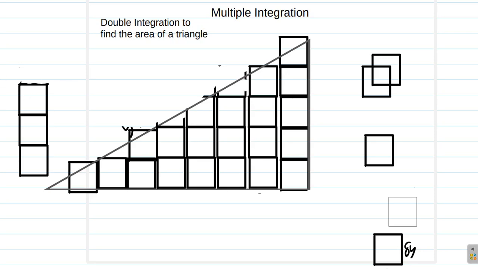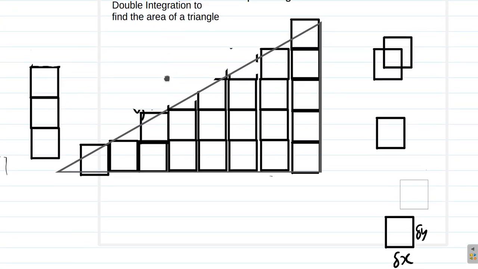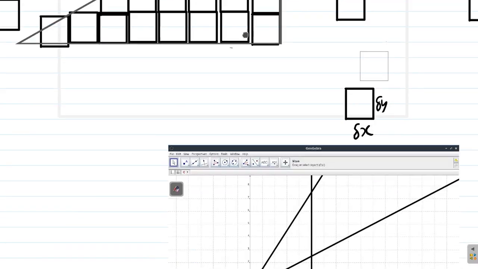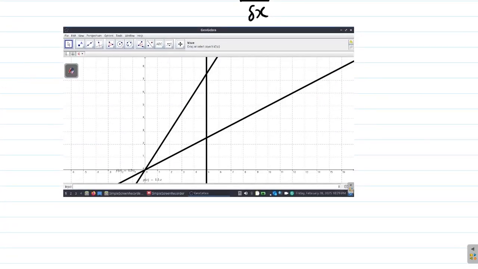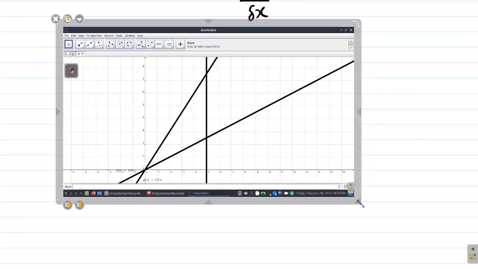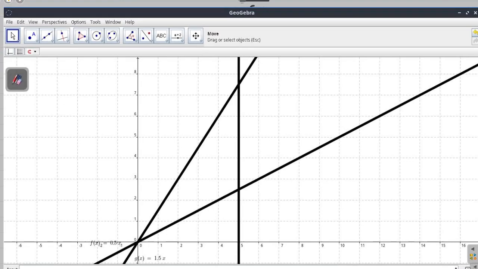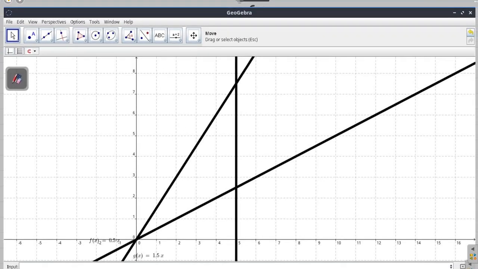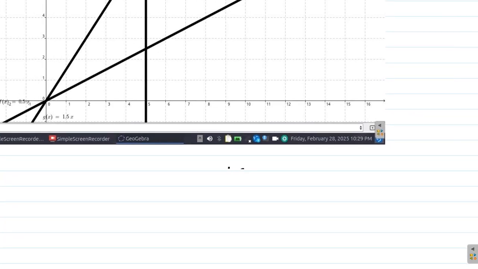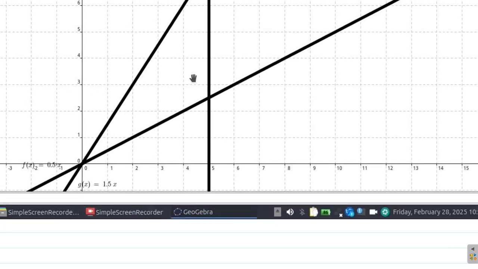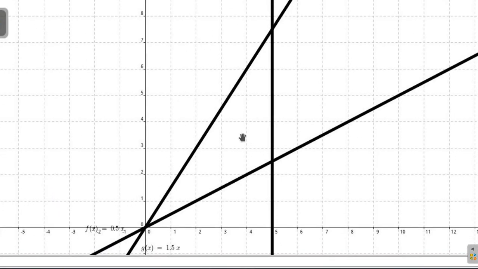In our previous video, we looked at finding the area of this triangle, right? But we're going to do something else now. I have plotted the graph of y equals 0.5x and also y equals 1.5x in GeoGebra. Here we have it. Now, this is the line x equals 5.